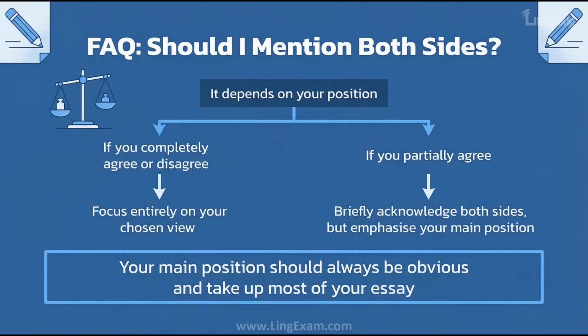Second question, should I mention both sides of the argument? This depends on your position. If you completely agree or completely disagree, you should focus entirely on your chosen view. You don't need to discuss the opposing side. However, if you partially agree, then yes, you should briefly acknowledge both sides, but still make it clear which side you lean toward more strongly. The key is that your main position should always be obvious and should take up most of your essay.